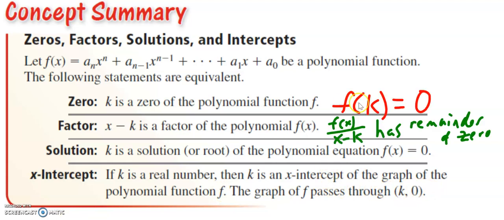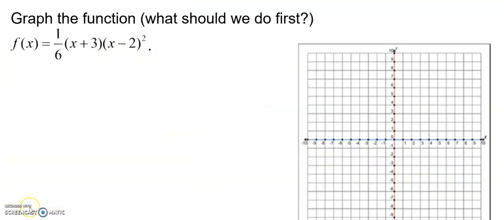And so just to reiterate the first two things I said, zeros, so if f of k is 0, then it's a zero. It is also a solution or a root. And if f of x over x minus k has a remainder of 0, then x minus k is a factor. And k is an x-intercept if it is a real number. All right, so let's do an example, right? Let's just get to it.